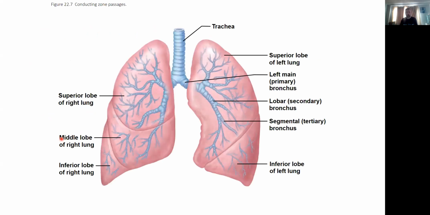So if we look at a generalized view here of our bronchial tree, right? Trachea, carina, left, right, primary bronchi. Here on the right side, we split into one, two, three lobar bronchi. Within a lobar bronchus, we split into segmental bronchi. And each of these segmental bronchi branches off into bronchioles, terminal bronchioles, and so on and so forth.